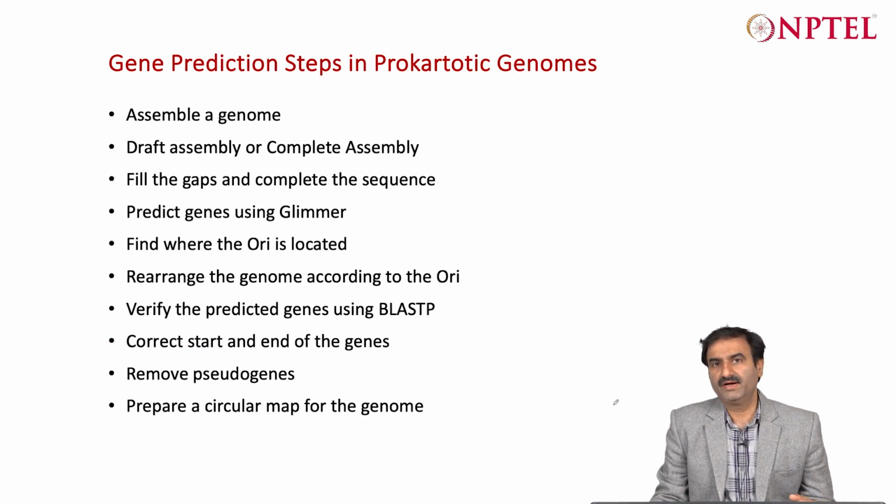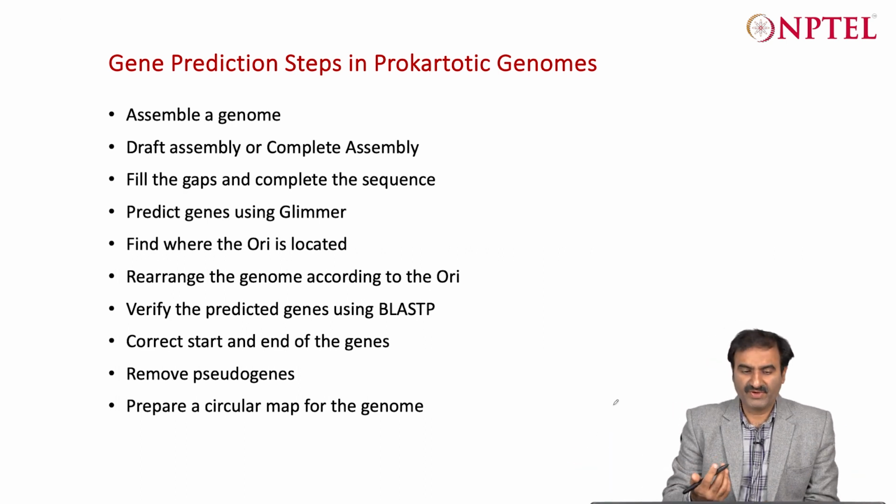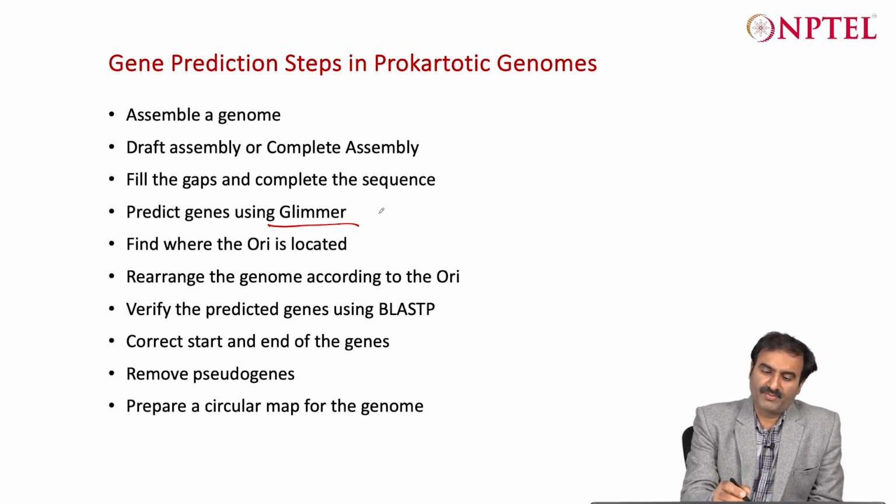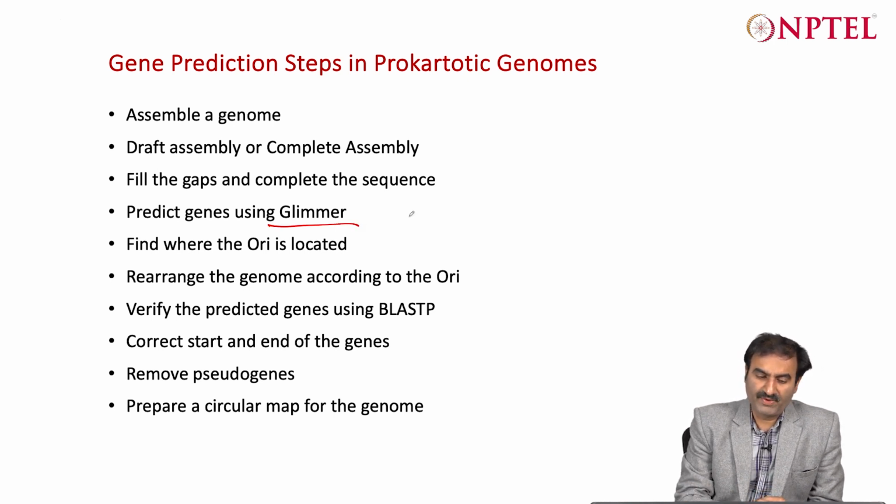So typically for a new prokaryotic genome, first of all, if you have sequenced it, then you have to assemble it, that we have discussed in the previous class, and then you have to take that raw assembly or the complete assembly if you have. You may like to fill the gaps as much as possible if you can, otherwise a good draft can also be an input. Then predict the genes using Glimmer or Prodigal or any other software, okay.